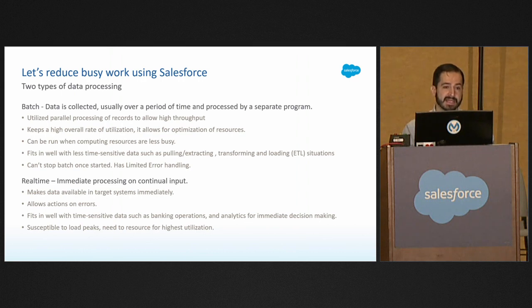It allows you to take action on your errors, and it fits in well with time-sensitive data such as banking operations. Our update credit card API at Intuit allows people to update the credit cards that we have on file for them. It is critical that it's a real-time system, because usually when someone is updating their credit card, it's because a purchase is coming shortly afterwards. So we have to make sure that the order is using the new credit card information they just entered. And it fits in well with analytics for immediate decision making.